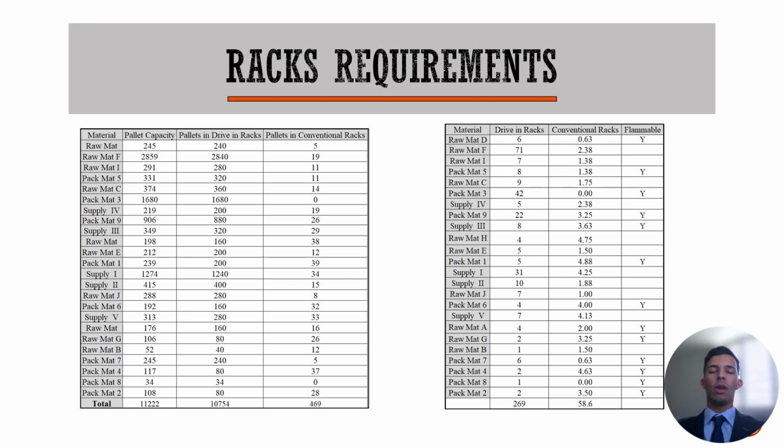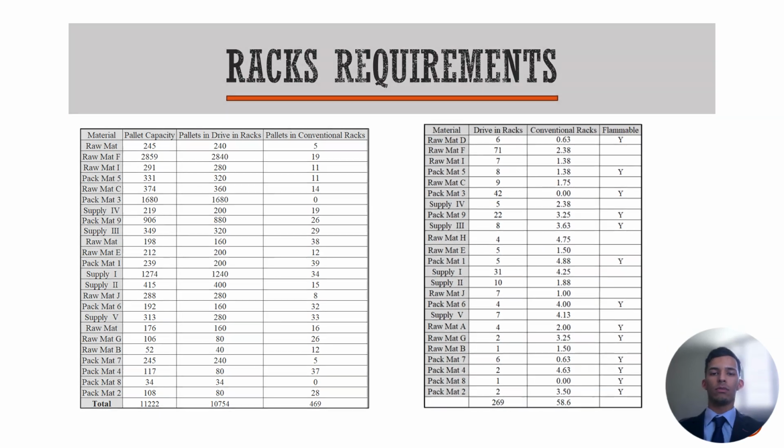We possess a grand total of 11,222 pallets, which will be allocated as follows: 10,754 pallets in driving racks and 469 pallets in conventional racks. Our warehouse comprises a total of 269 driving racks and 59 conventional racks. Among the 24 materials stored, 13 are flammable, requiring additional safety measures for their storage.